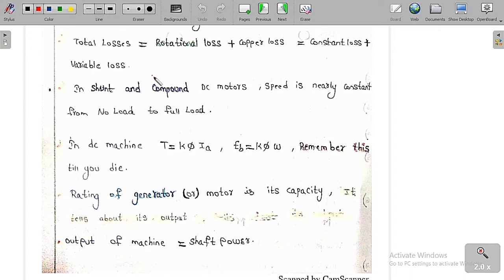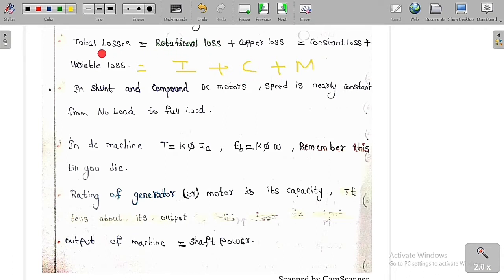The total losses in a DC machine is equal to iron loss plus copper loss plus mechanical losses. But iron loss plus mechanical losses is called the rotational losses or stray losses. Then we finally get rotational losses plus copper loss is equal to total loss, or simply constant losses plus variable losses.